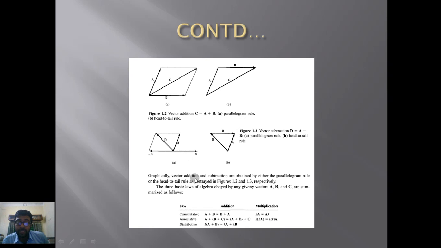Now, graphically, vector addition and subtraction are obtained by either the parallelogram rule or the head to tail rule, because this is head to tail, that's why it's portrayed in figure 1.2 and 1.3. This is figure 1.2 and this is figure 1.3.